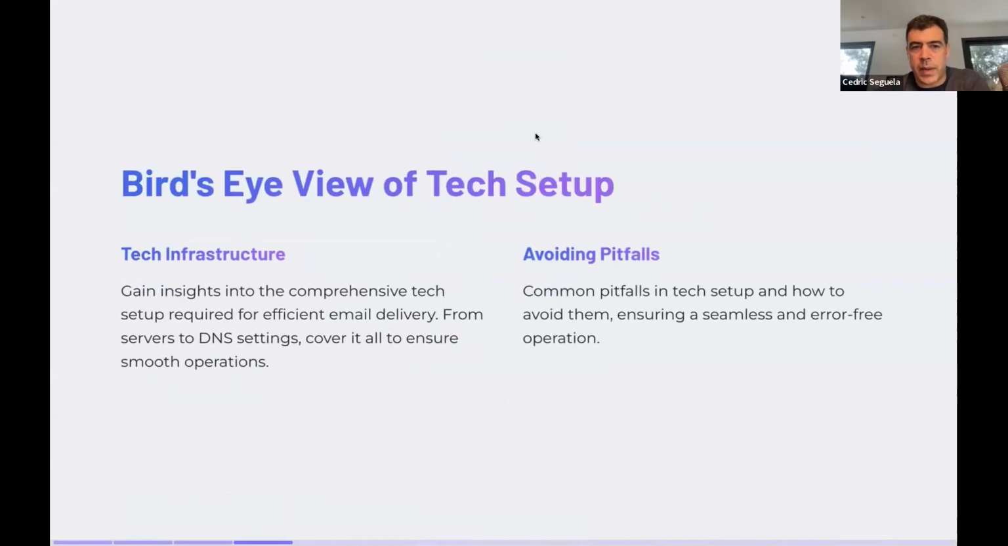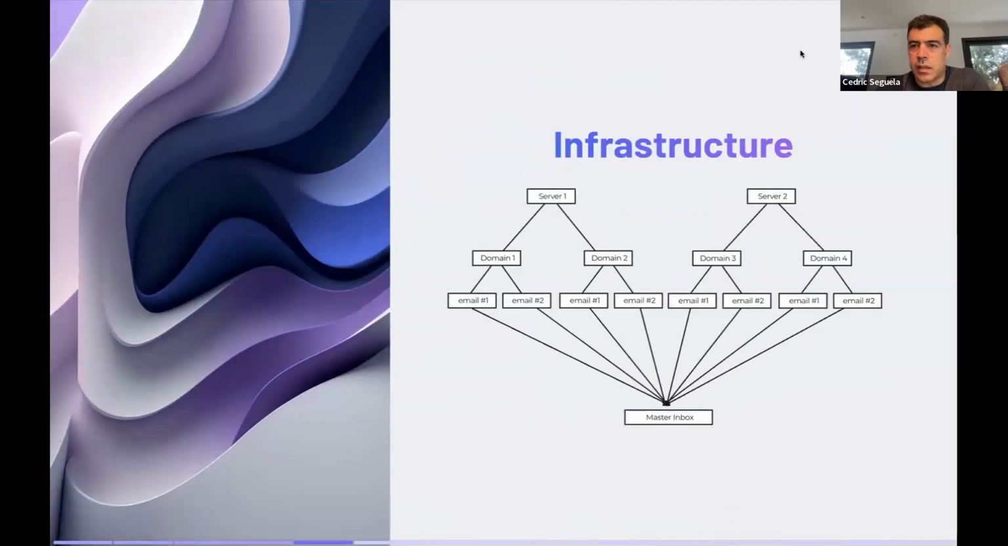In order to run those campaigns, you need to have the tech infrastructure set up correctly. Basically, you don't want to build on rented land. You want to be able to own pretty much everything that's under the hood. So the infrastructure is as such. I'll show you a checklist of things that you need to do in order to set it up.